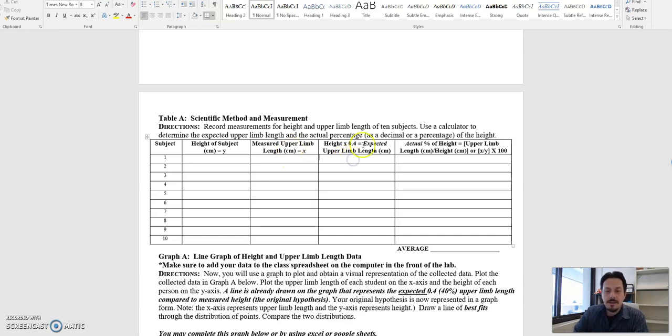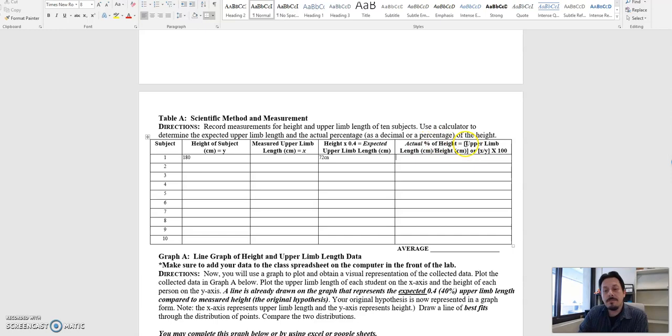In this column, this is the expected upper limb length. This is what you would expect if the 40% were true. So you're going to take the height, whatever is in this column, and multiply it by 40%, which is 0.4. That would be the expected upper limb length. For example, if the height of the subject is 180 centimeters, it would be 180 times 0.4. I believe that's 18 times 4, 72 centimeters.